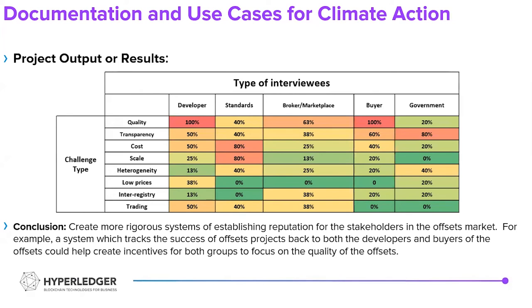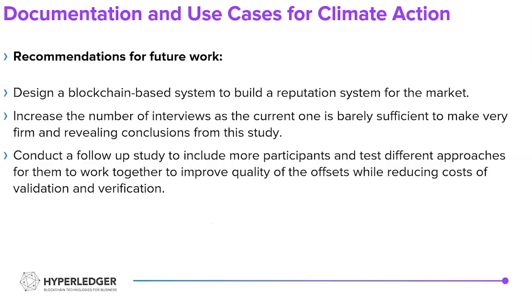So that brings us to the conclusion that we made at the end of this study, that we really need to create a robust, rigorous system that establishes reputation for the stakeholders in this market. And that's where blockchain can come in. So for a recommendation for future work, we would love to design a blockchain-based system to build a reputation system for the market. Another recommendation for future work is to increase the number of interviews to make a very firm and revealing conclusion. Another recommendation is to conduct a follow-up study to include more participants and to even test different approaches.